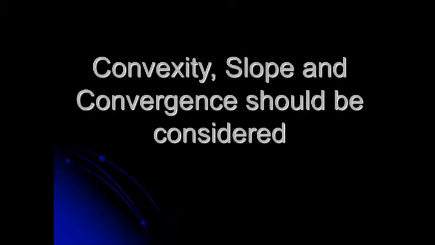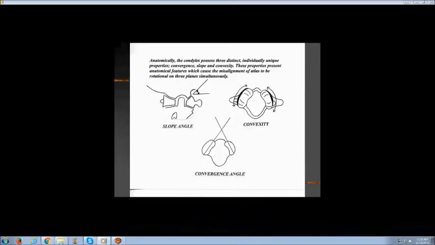At convexity, slope, and convergence angle, it needs to be considered when understanding the upper cervical atlas subluxation. Now let's break this down and look at the three factors. Number one, let's look at the slope angle. You see the slope angle here.